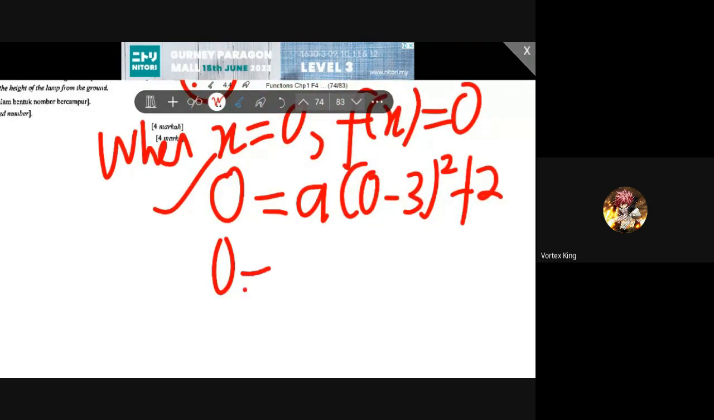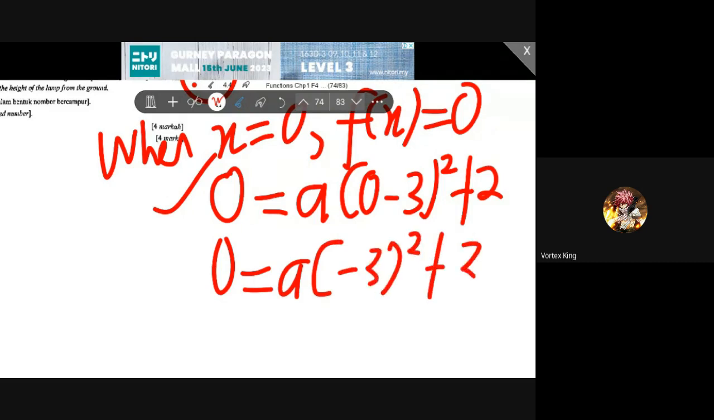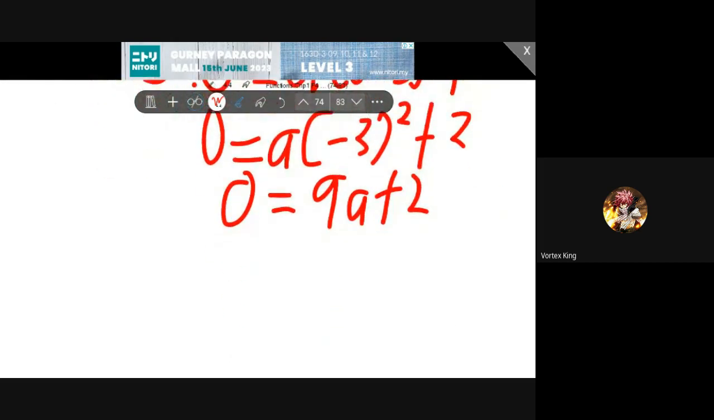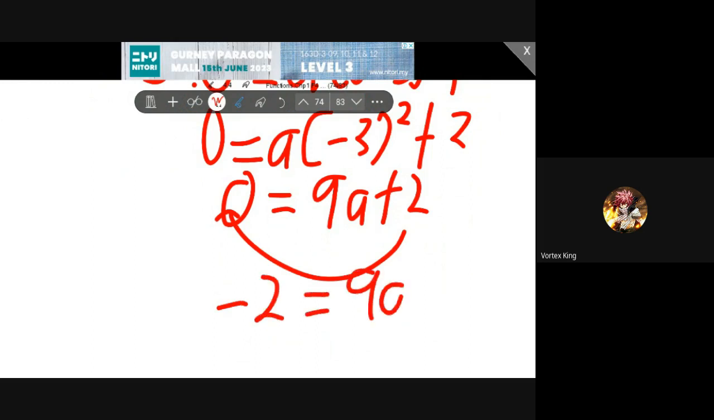So 0 equals A negatif 3 kuasa 2 tambah 2. So 0 is 9A plus 2. So macam mana cari A? Kamu pindah 2 kat sebelah kiri. Negatif 2 sama dengan 9A.